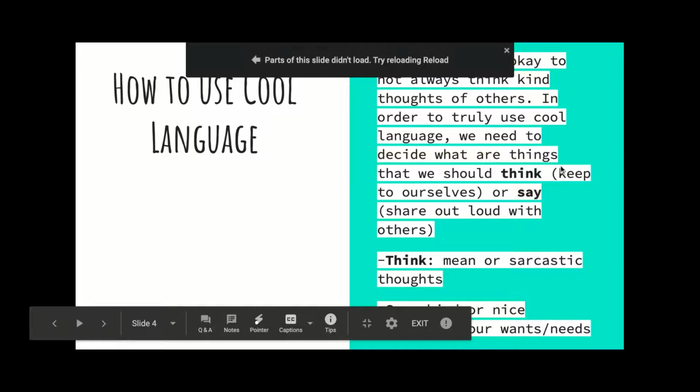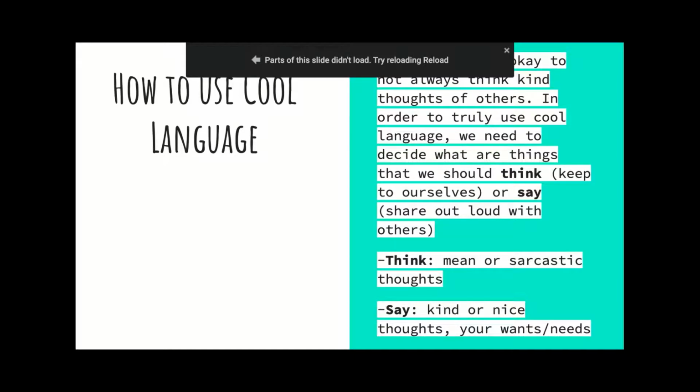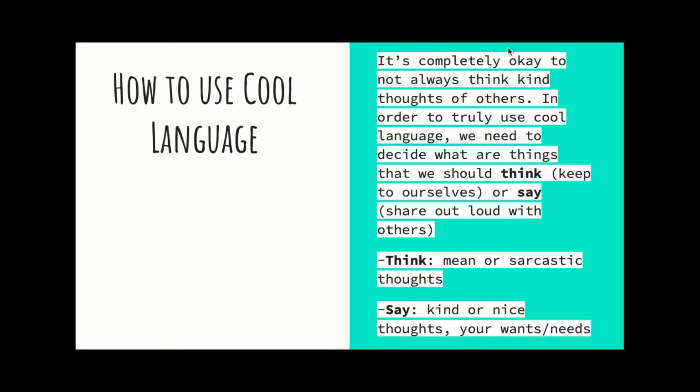Okay, so how to use cool language. Ooh, for some reason that didn't reload. So it's completely okay to not always think kind thoughts. Sometimes we get upset, and sometimes we think things like, oh my gosh, what am I doing here? And you might think not cool words in your head. And honestly, that's okay. In order to truly use cool language, we need to decide what things are those that we should think. So we think it, we keep it to ourselves, or we say it, we share out loud with others.